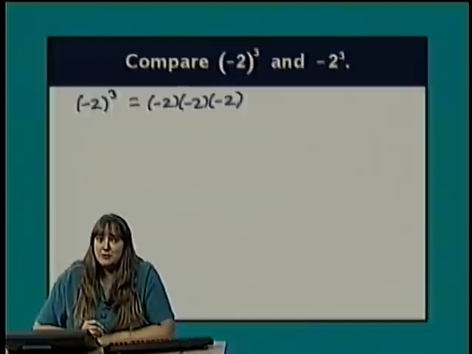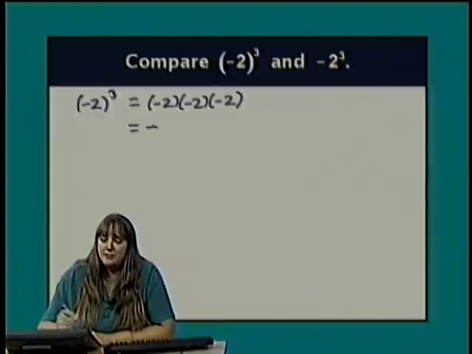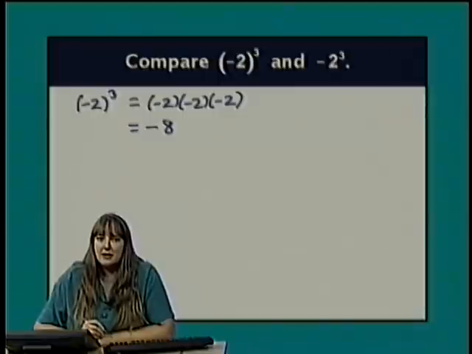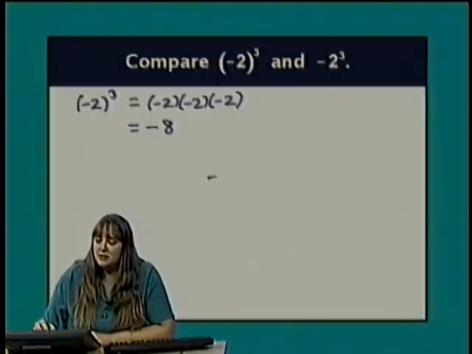-2 times -2 times -2. I have 3 negative factors, an odd number of negative factors. My result should be negative. 2 times 2 times 2 is 8. So I get -8. Now let's look at the opposite of 2 cubed.